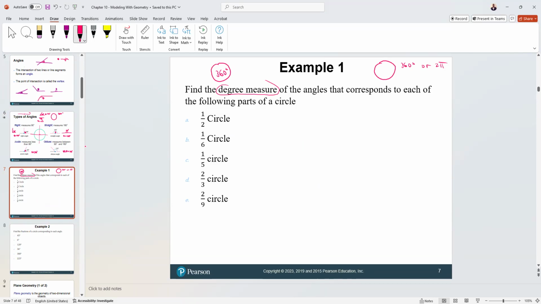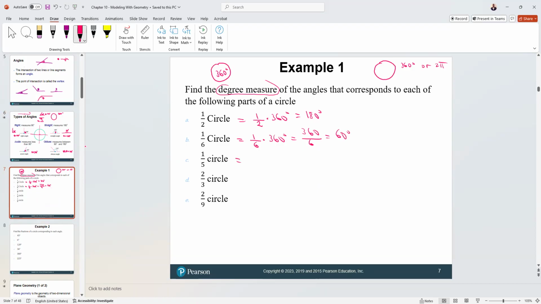Now, half of a circle will represent what? If you want half a circle, all you need to do is half times 360 degrees. What is half of 360 degrees? That is 180 degrees. If you have 1/6, all you need to do is 1/6 of 360 degrees. So 360 divided by 6 gives you 60 degrees, right?